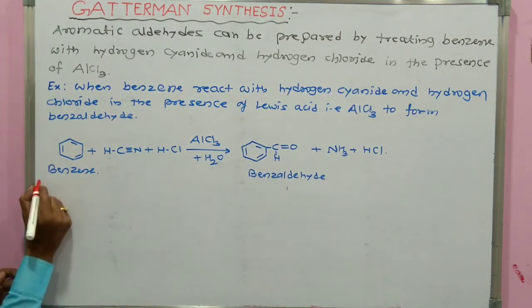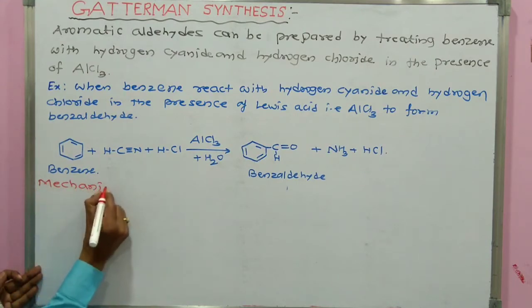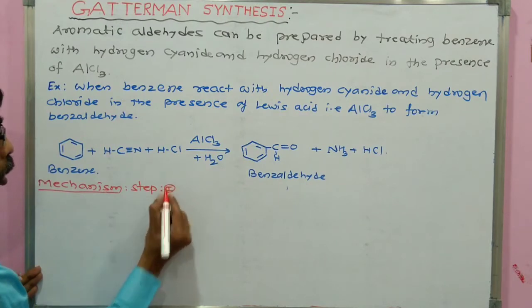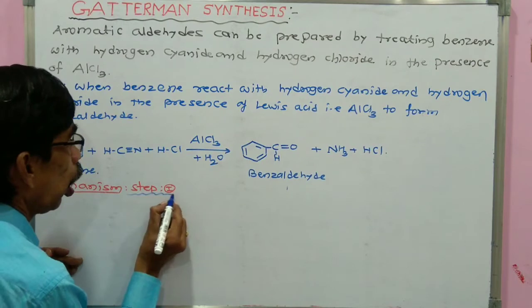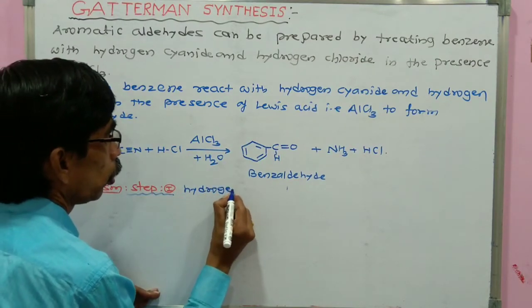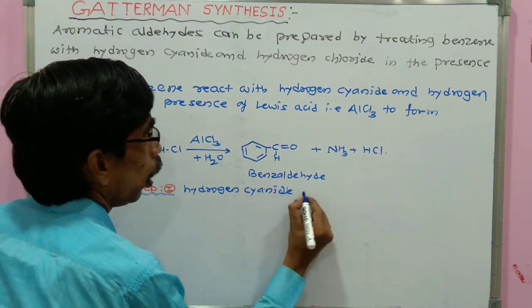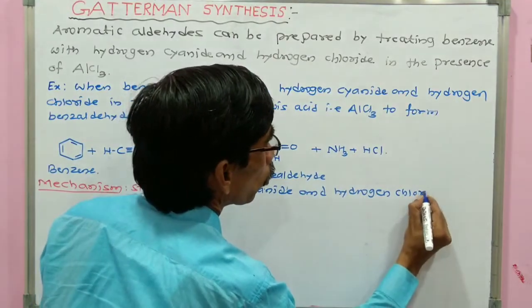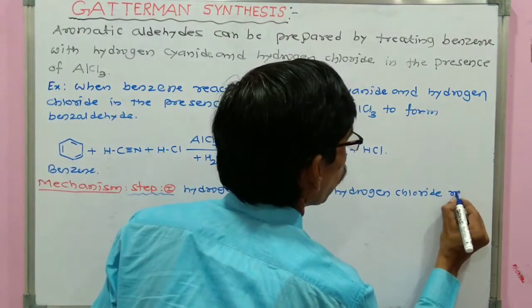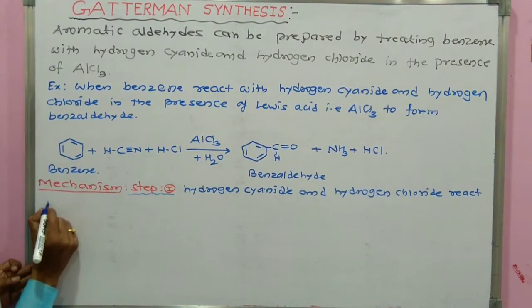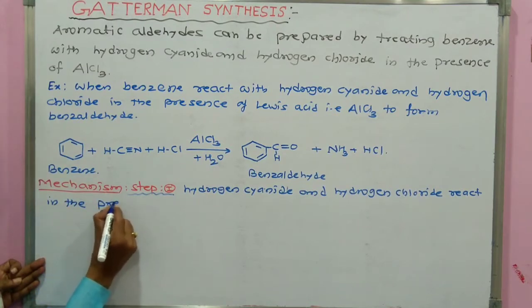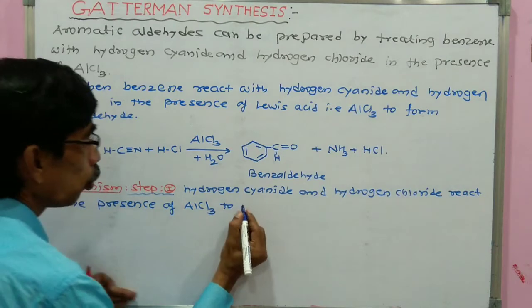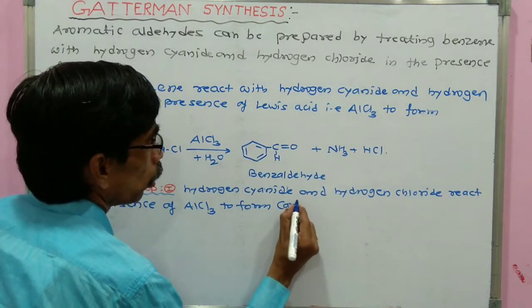Now mechanism. Step first. Hydrogen cyanide and hydrogen chloride react in the presence of aluminum chloride to form carbonium ion.